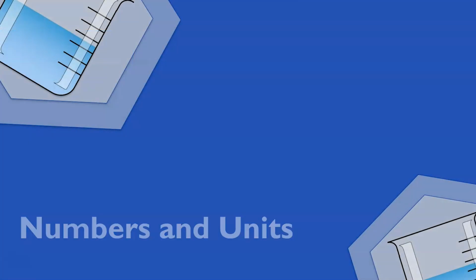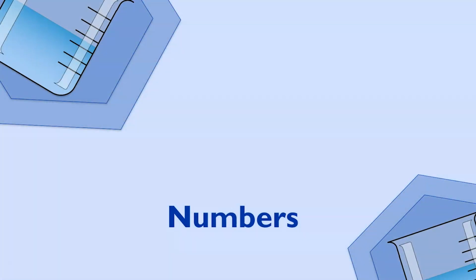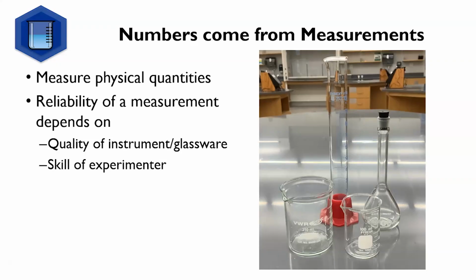Numbers and units. Numbers. When working in the lab, the numbers that we use are not made up. Instead, the numbers we use come from physical measurements we perform in the lab. In this lab, we're going to be measuring physical quantities like mass and volume. The reliability of these measurements depends on two things: the quality and accuracy of the instrument or glassware we're using, and the skill of the experimenter. We learned in the last experiment how to make measurements using the analytical balance, graduated cylinder, and burette. In this lab, we're going to use those skills to make some more measurements.